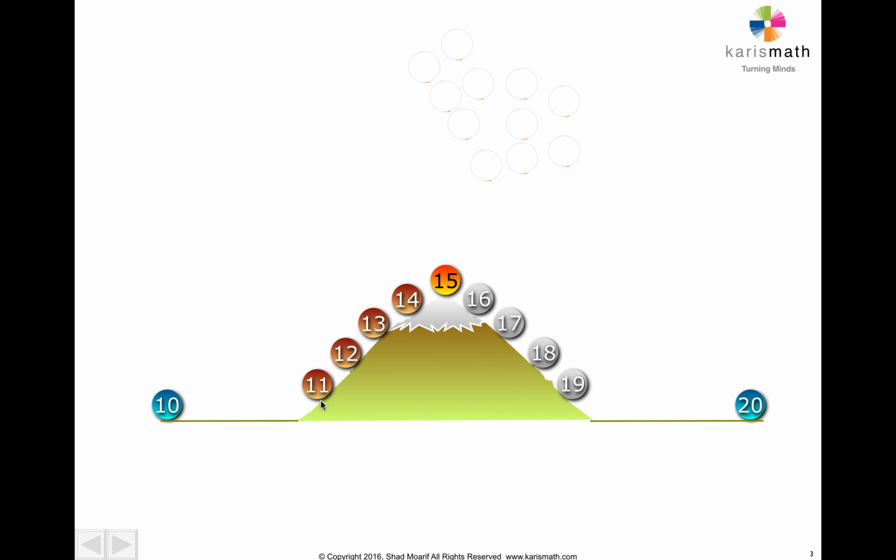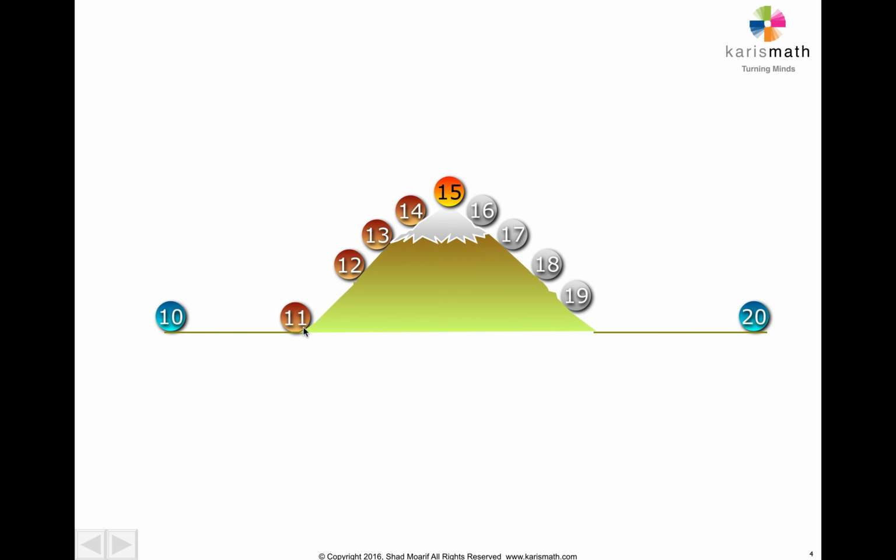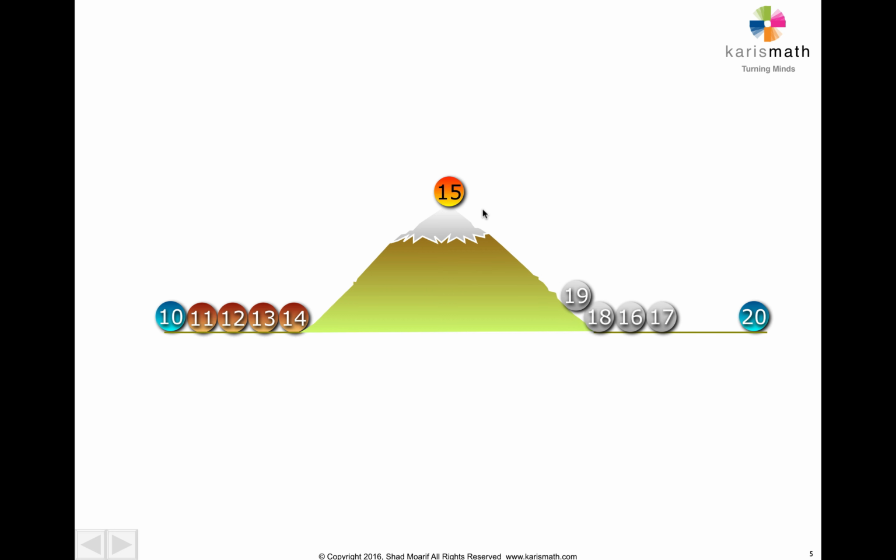So you see how numbers fall down. Like 11 slopes downwards to 10, and so does 12, so they all roll down towards 10. Same thing with 16. 16 rolls down to 20, right? And so does 17, 18, and 19. So all these roll down towards 20. The numbers above 15 up to 20 roll down towards 20.